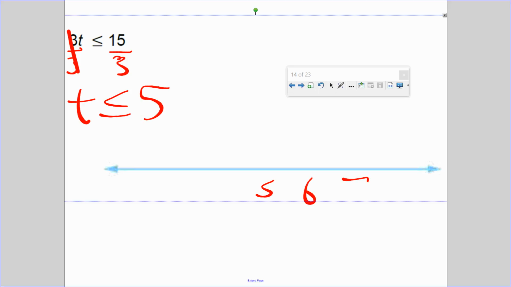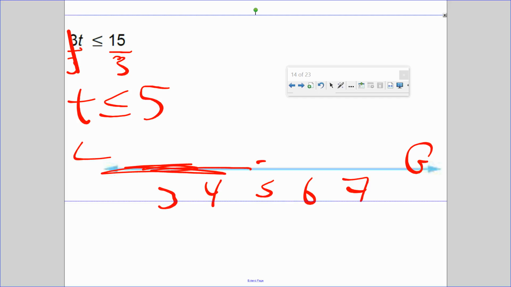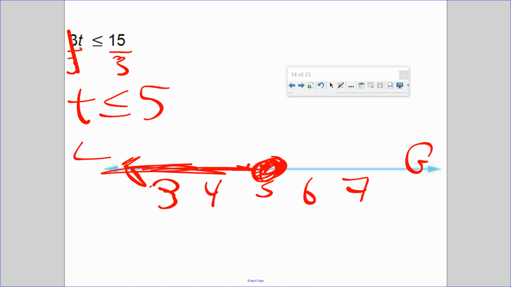So let's graph it. Least to greatest, it has to be less than 5. So all of these, and equal to 5, so it can include 5. So we closed dot. So let's see if this works. Let's plug in some number. 3. What's 3 times 3? 9. Is that less than 5? Check mark. It works.